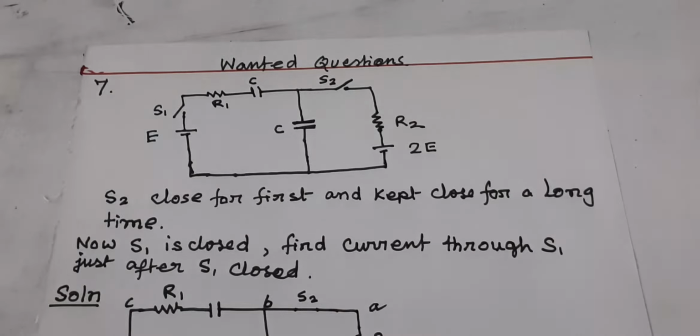Job number 7. In this circuit, there are two switches, S1 and S2, one capacitor with resistance R1, and another capacitor in between S1 and S2, with capacitance C. There are two cells: one is E, and the other has EMF twice E, which is connected with R2.